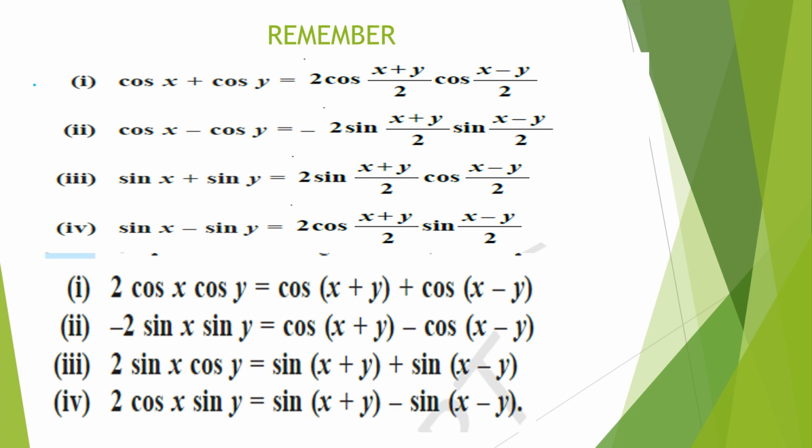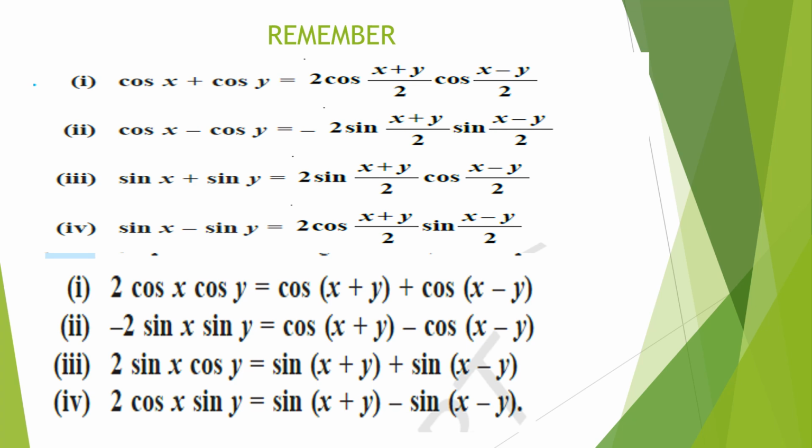Now the most important set of formulae. Cos x plus cos y is equal to 2 cos of x plus y by 2 times cos of x minus y by 2. So this is in the form of summation and subtraction of angles. Cos x minus cos y is minus 2 sin of x plus y by 2 times sin of x minus y by 2. Sin x plus sin y is 2 sin of x plus y by 2 times cos of x minus y by 2. And sin x minus sin y is 2 cos of x plus y by 2 times sin of x minus y by 2.